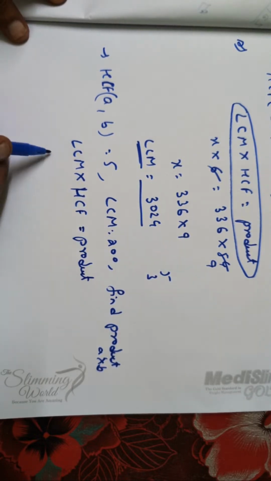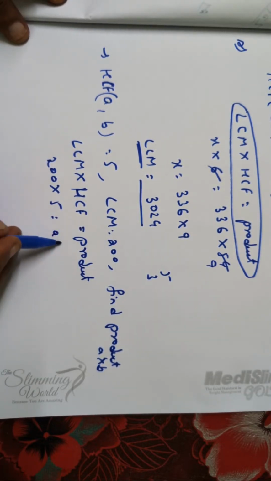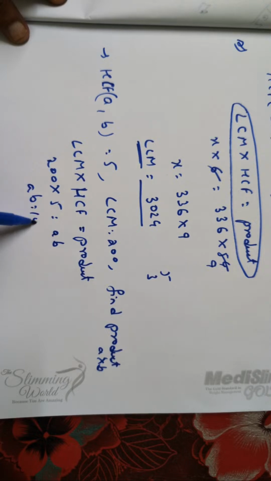So LCM we know it is 200, HCF we know it is 5. They're asking the product, so this is AB here. So AB is equal to 1000, the direct answer. That's what it is for one more question.